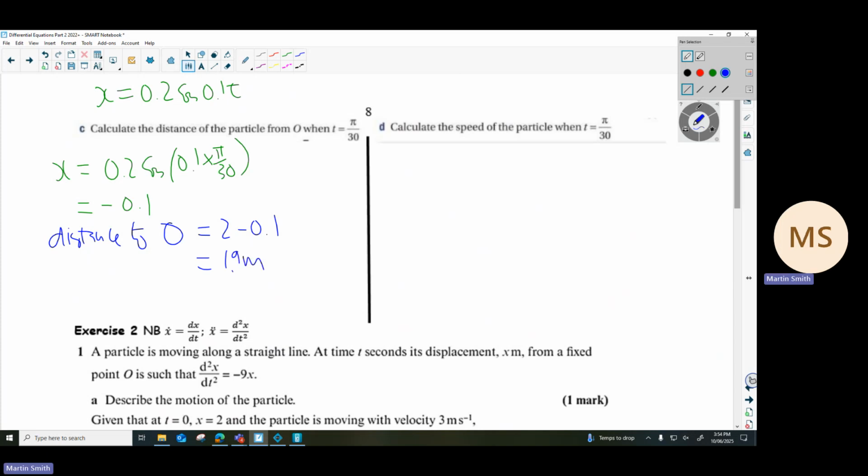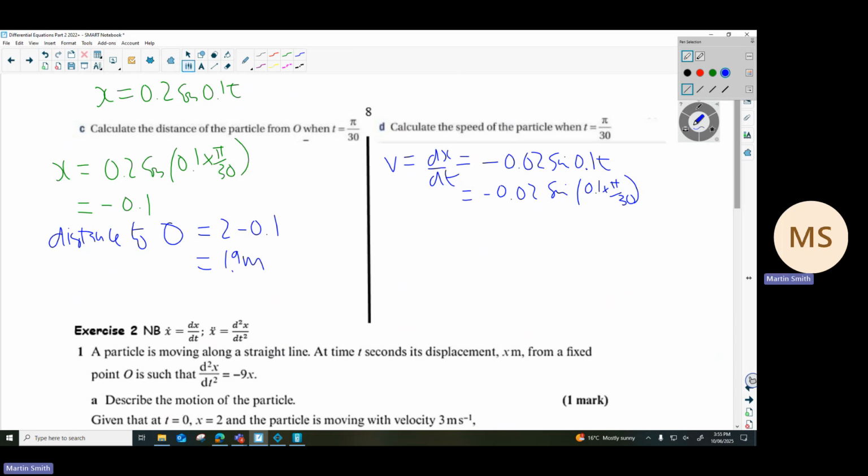Calculate the speed of the particle when t is pi over 30. Well, the speed can be got by finding the velocity. The velocity is dx by dt. If you differentiate this function, you will get minus 0.02 sine 0.1t, which is minus 0.02 sine of 0.1 times pi over 30.